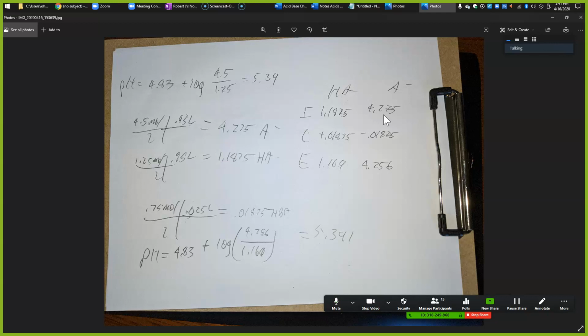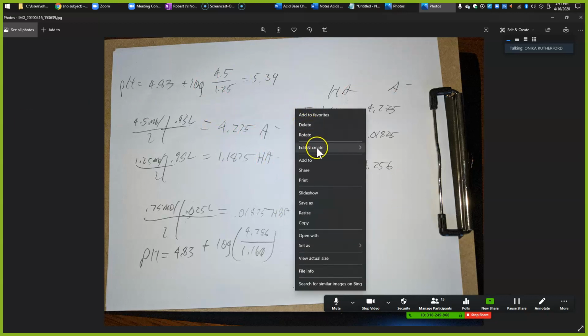So then it's supposed to be 4.83 plus log of that one divided by that one, close parentheses. It's 5.38. So you have pH is equal to 4.83 plus log of 4.29375.